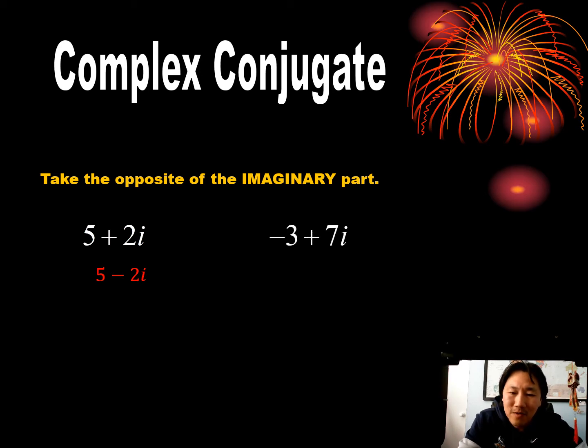Here's another example, -3 plus 7i. And its complex conjugate is -3 minus 7i. What if it's just 6? How do you find the complex conjugate of 6? Well, if you change the imaginary part, it's just 6. And then what if it's just 7i? To get the complex conjugate, it is -7i. All right, so that will help us divide imaginary numbers.